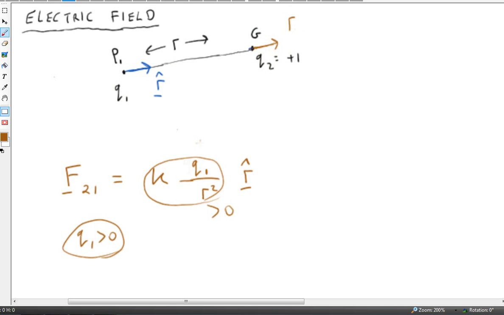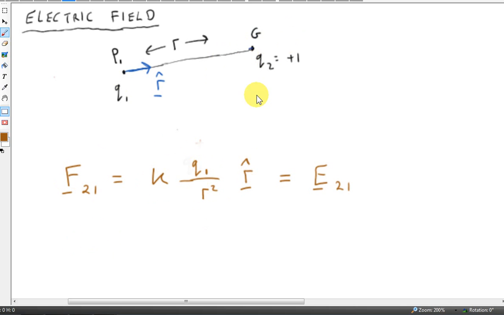Of course, if we swap that around, if Q1 is negative, then it's pretty clear that this is going to be negative. So F21 will be a negative scalar multiple of unit vector R. So F21 will point in a direction that's opposite to unit vector R. So we'll have an attractive force.